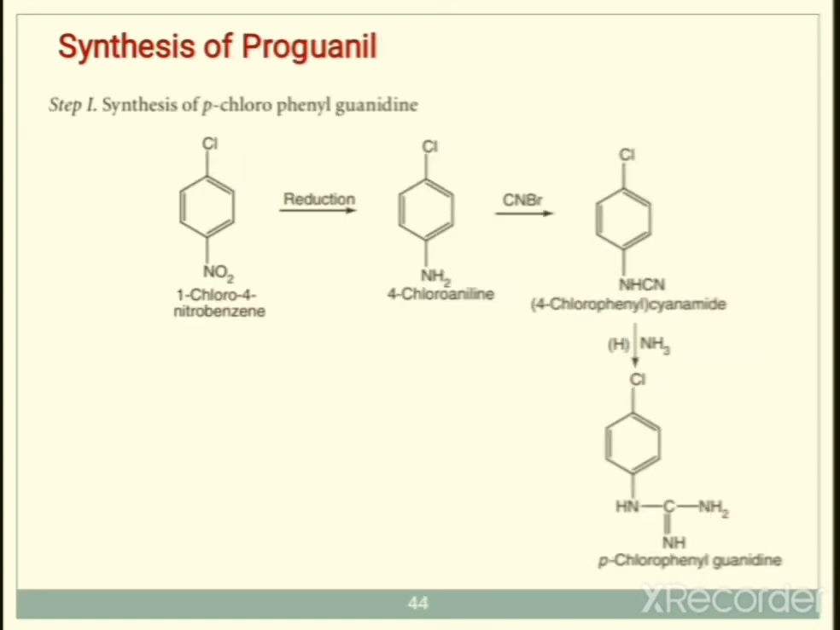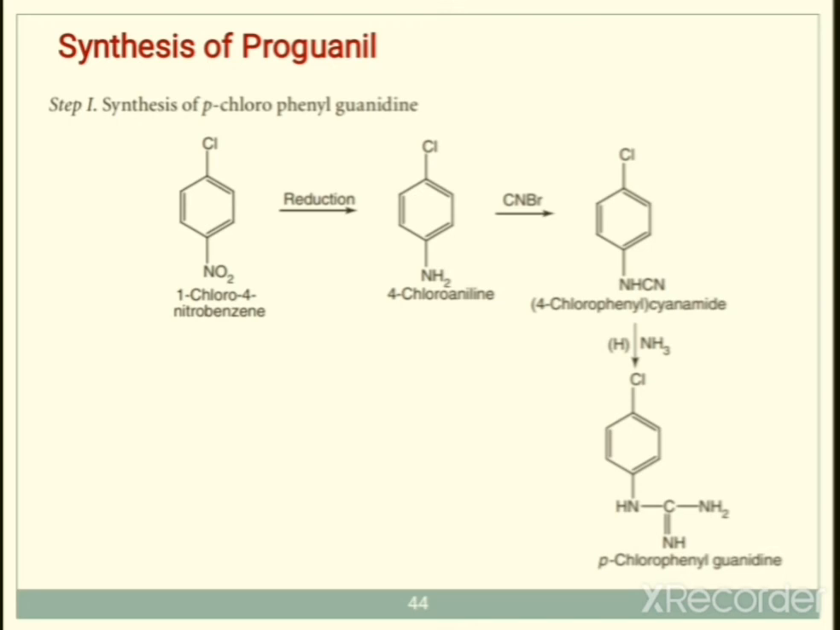Now the second synthesis from these antimalarial agents is proguanil. Again, this synthesis can be asked in a 10 marks question, like explain the classification, SAR and mode of action of antimalarial agents with synthesis of proguanil, or simply for 5 marks or 3 marks. Because this synthesis is quite big, it is asked for 5 marks. There are 3 steps in the synthesis of proguanil. The first step is synthesis of parachlorophenyl guanidine.